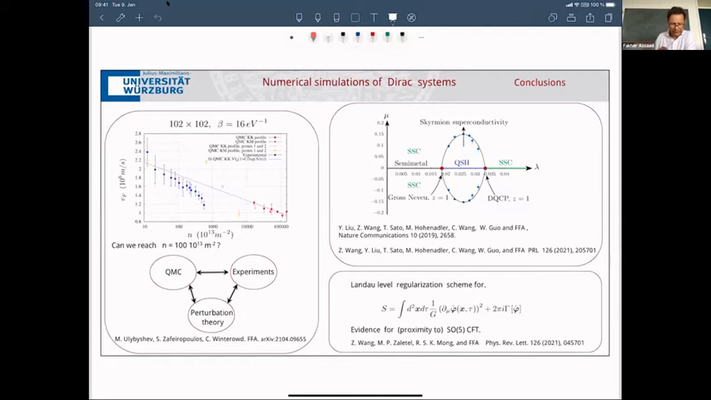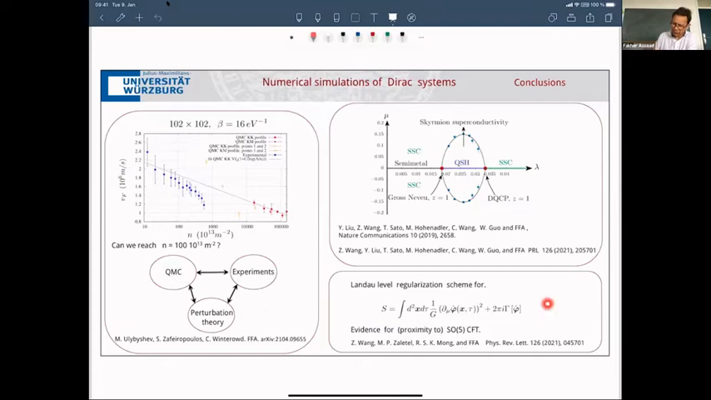The take-home message is that I think this is very exciting, in the sense that you can really do simulations compared to experiments. And there are a lot of extremely interesting experiments in the field that require very large lattices if you want to get some convincing results.